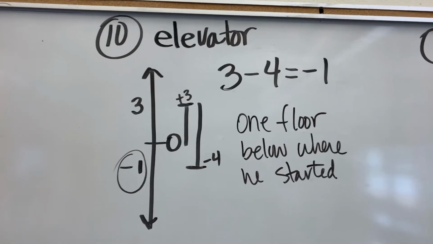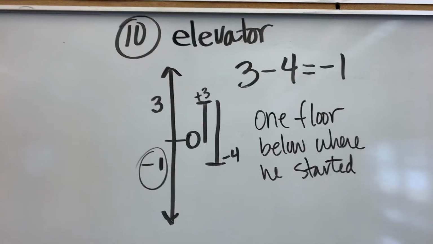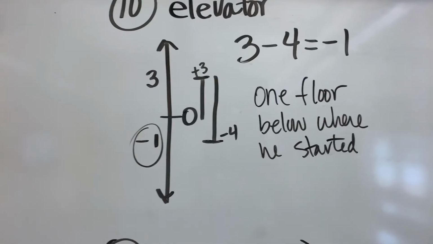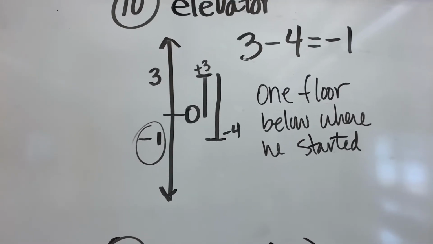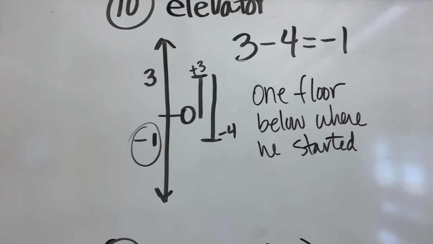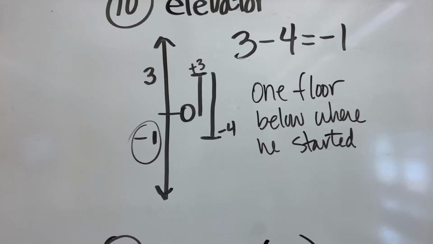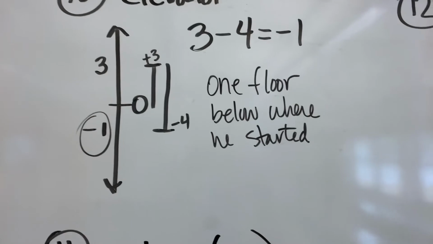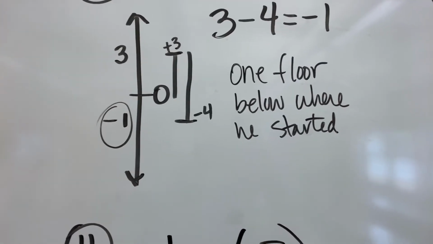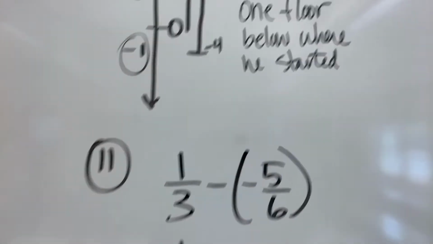Number 10, the elevator problem. Well, it's assumed that you start at ground 0, not the bottom floor, but like the lobby of a hotel. And they told you went up 3 flights or 3 levels or floors. You went up 3, and then you hit the button to go down 4 floors. Where did you land? 1 floor below where you started from. So you can either say -1 or 1 floor below where he or she started.